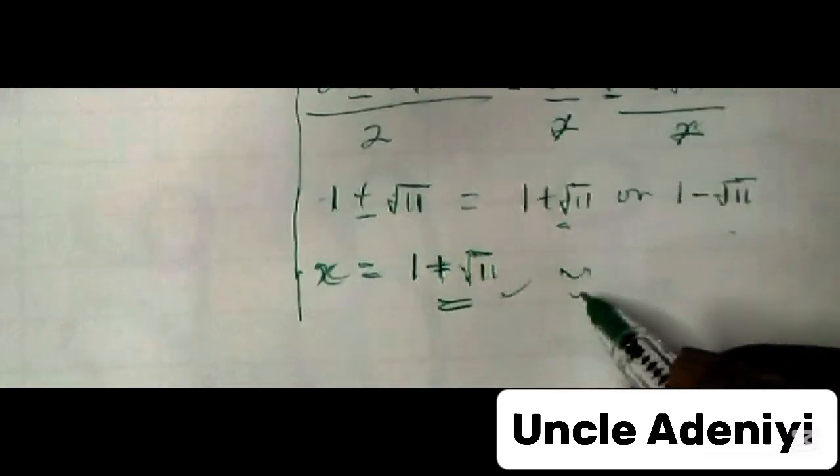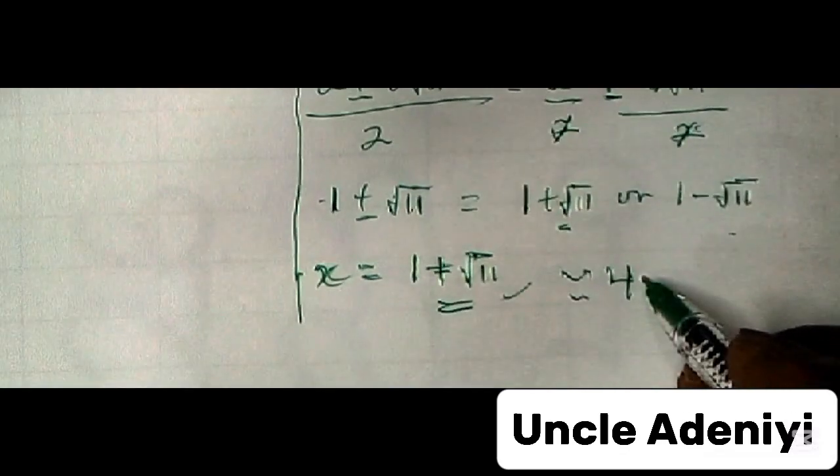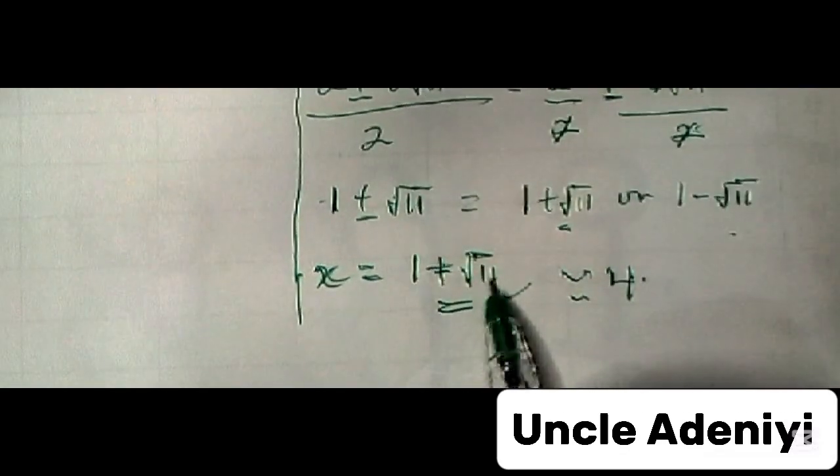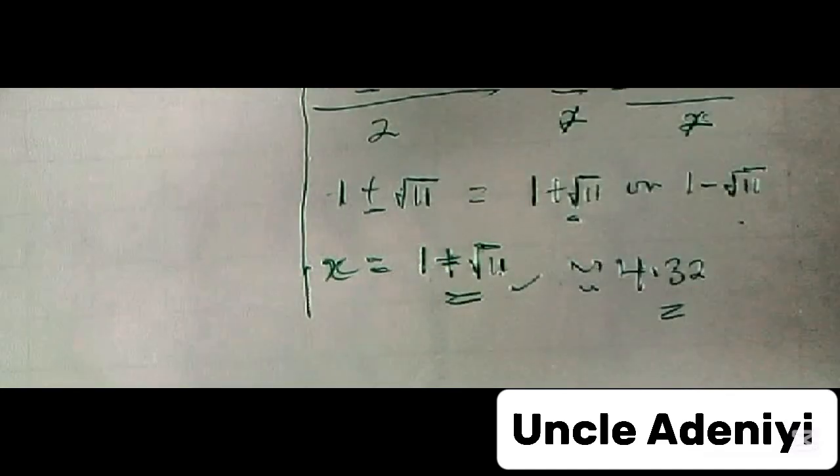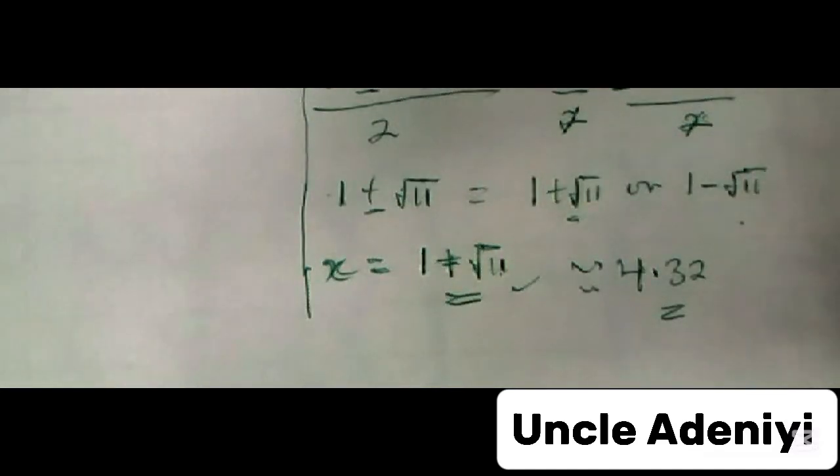So now if you can approximate, when you get your square root and add it to 1, you can get 4.32, depending on the answer you're given. So that's the answer. It's very simple.